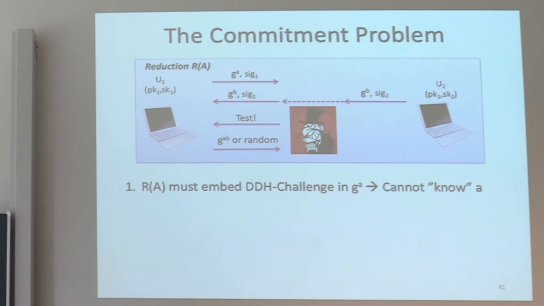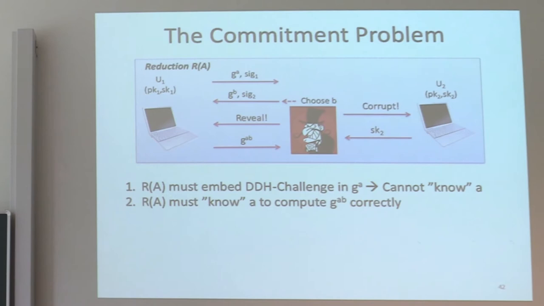Okay? So in this case, the adversary essentially must not know the exponent a of g to the a, because otherwise it would be able to compute this key itself and we would not be able to extract anything new from the adversary. Okay? So this is the first case. In this case, the reduction must not know the exponent.